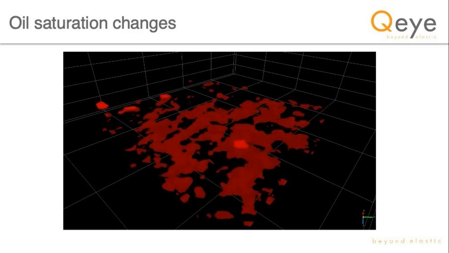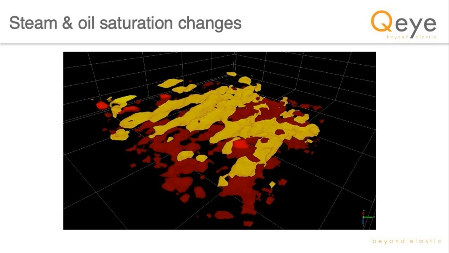And then we have the oil saturation changes, but again, remember these are very, very minor changes, and there could be some noise included in this result as well. And if you see them, it's exactly as you would expect, the steam on top, and then you have the oil starting to move below where you inject the steam.